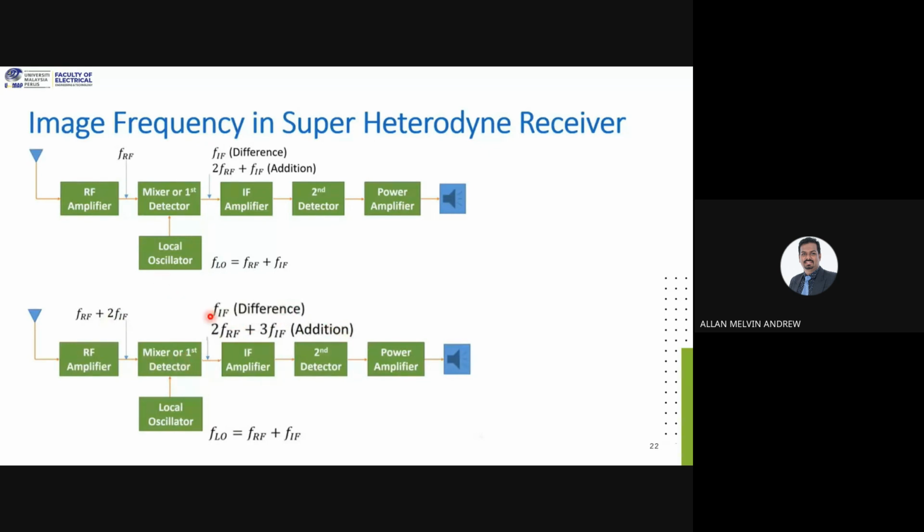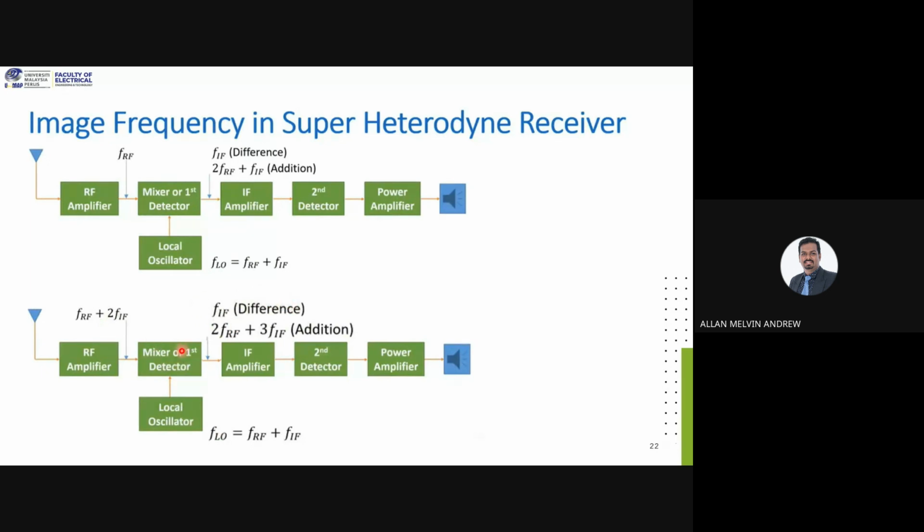For differences, for subtraction, we can see some important changes here. You have FRF plus 2 FIF minus FRF plus FIF. So FRF minus FRF will become 0. Then 2 FIF, where this plus becomes minus, so 2 FIF minus FIF, and you will still get FIF. So even though the addition part is changing, the subtraction part will be the same.